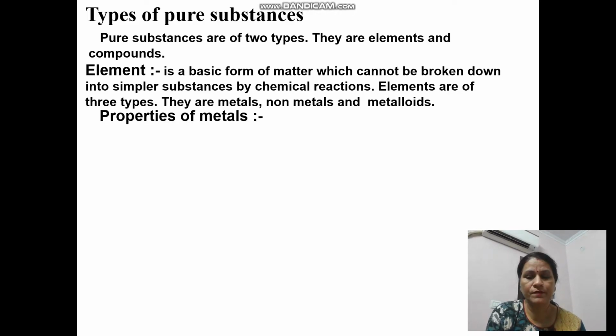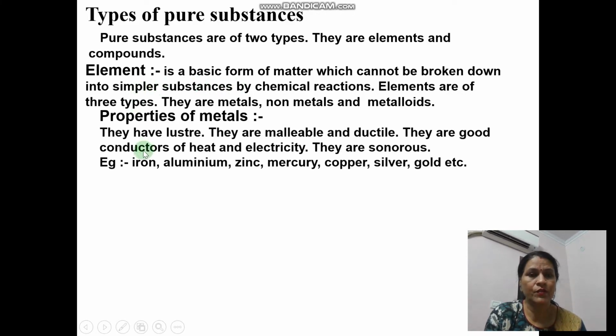Properties of metals. You know that they have luster, they are malleable and ductile, they are good conductors of heat and electricity, they are sonorous. Examples: iron, aluminium, zinc, mercury, etc.